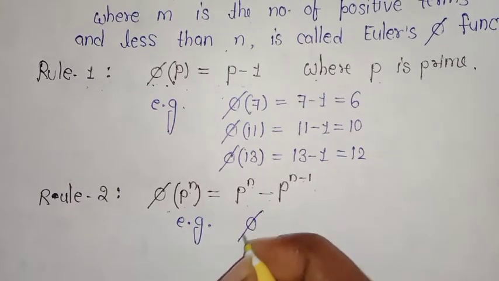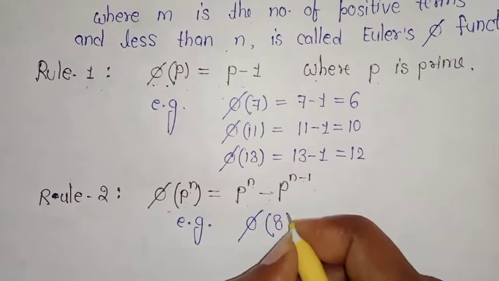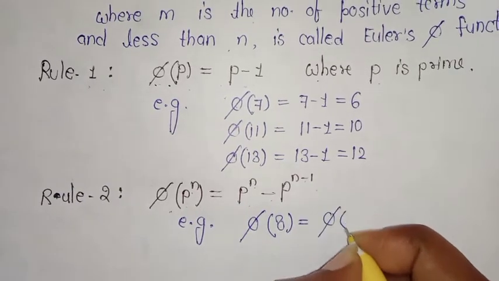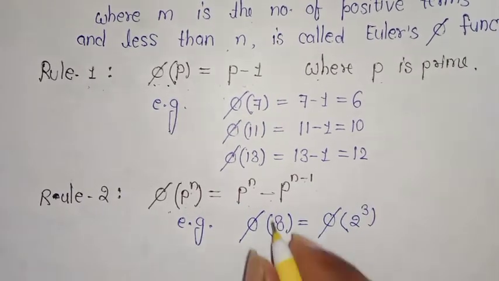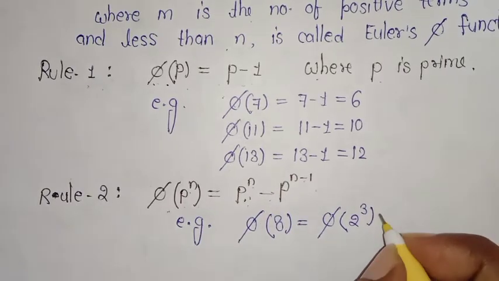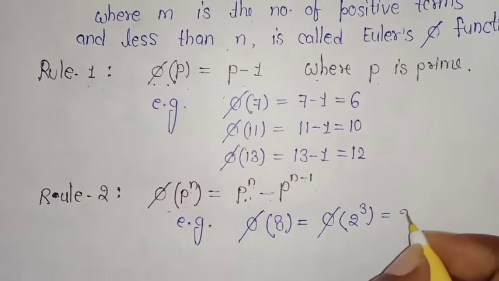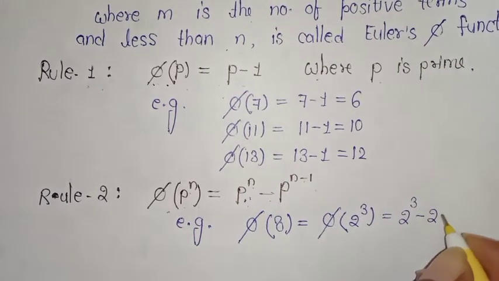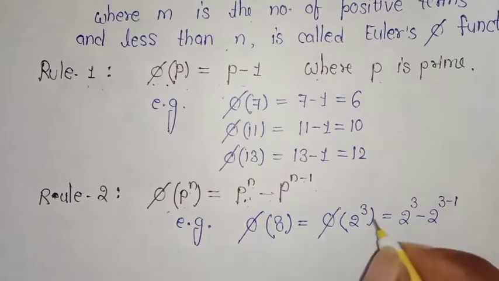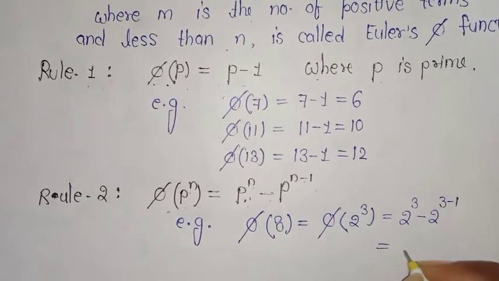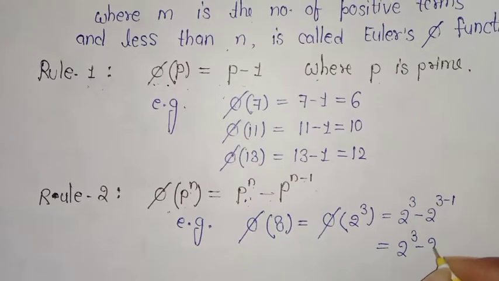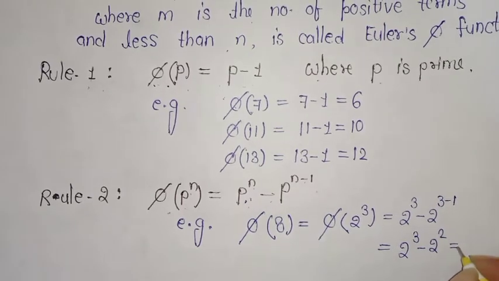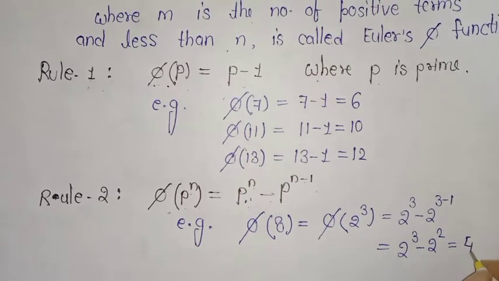Now I will take some examples. Suppose we have phi of 8. How can we write it? We can write it as 2 cube. If we apply the formula over this number, we get 2 cube minus 2 raised to power 3 minus 1. So we get 2 cube minus 2 square, that is 4.